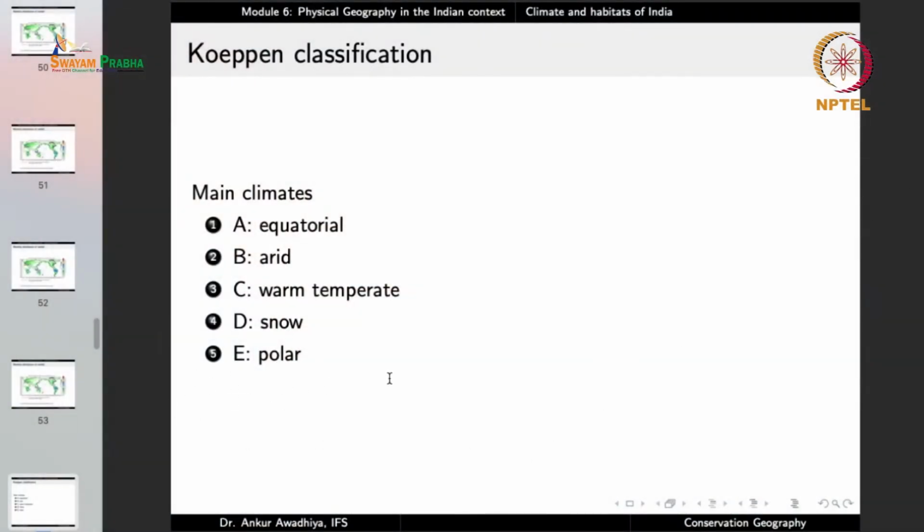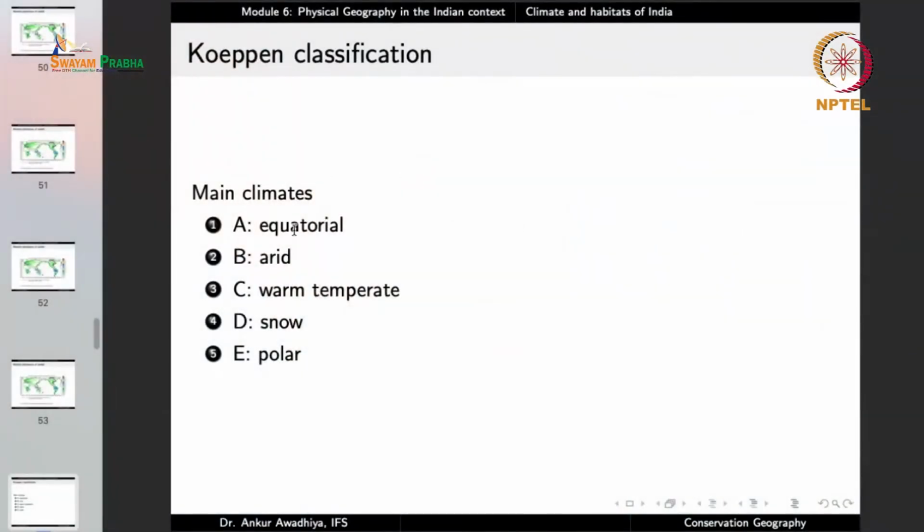E refers to the polar climate. Now if you consider the areas near the poles, you will find that there is a deficit of energy at all times. So all the months are cold months. So these are two contrasting climates, equatorial versus polar. Then B refers to arid climates.